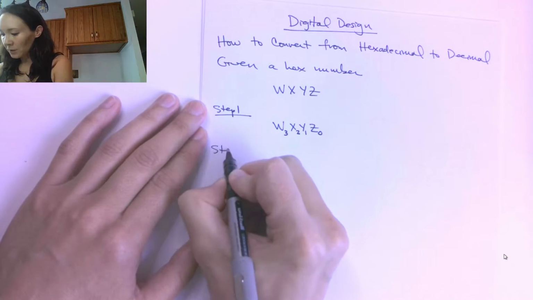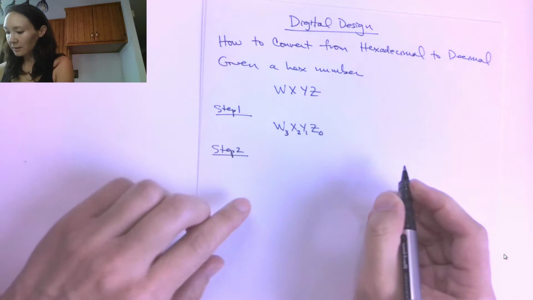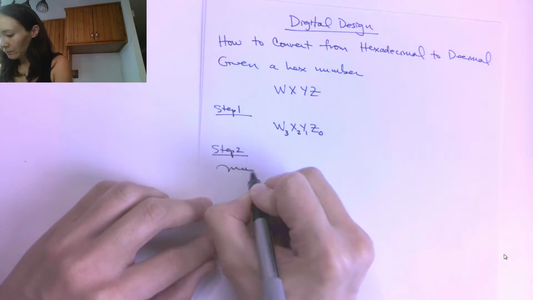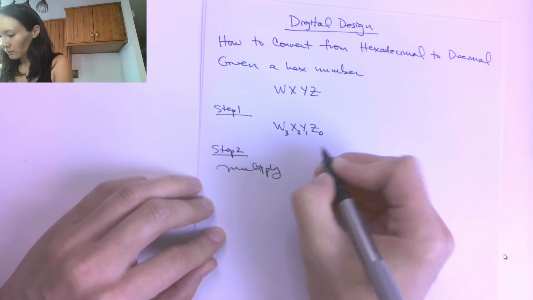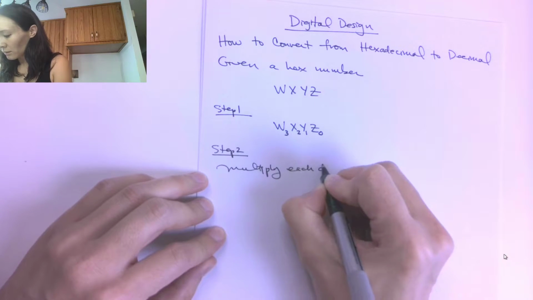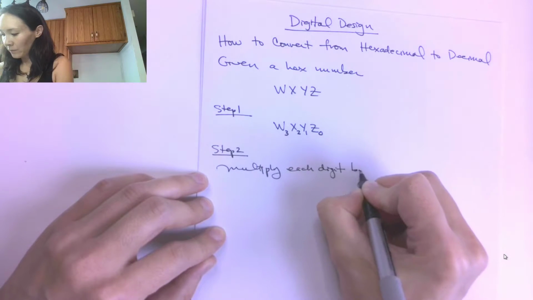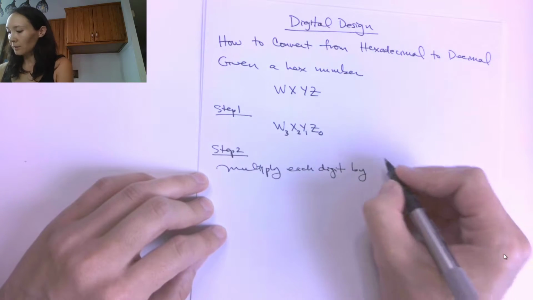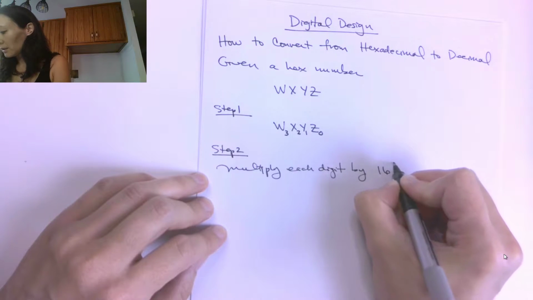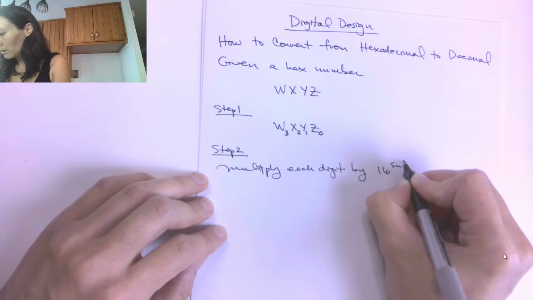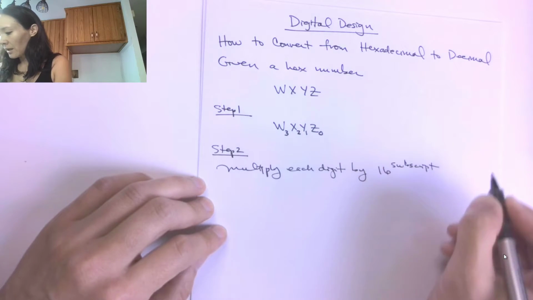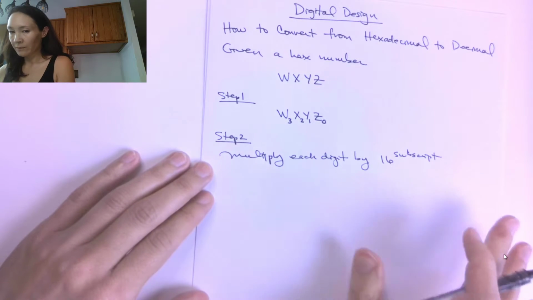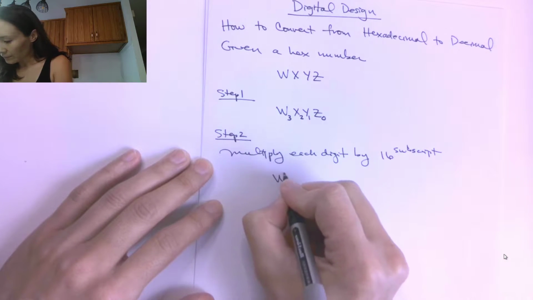And then step 2, just like we did in the last example, is we're going to multiply each digit by, this time it's going to be different. Instead of 8 raised to the subscript, it's going to be 16 raised to the subscript. And that's because this is a base 16 number. Okay, so the base is going to change. So this is what it looks like.